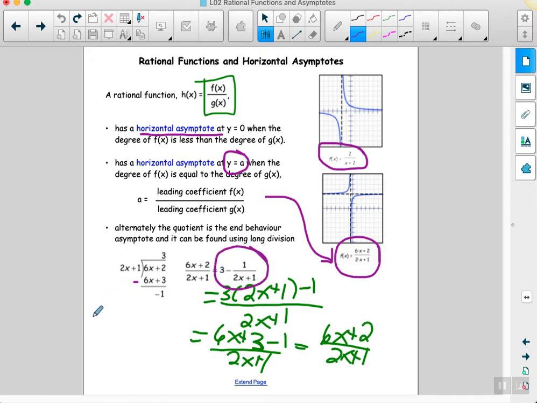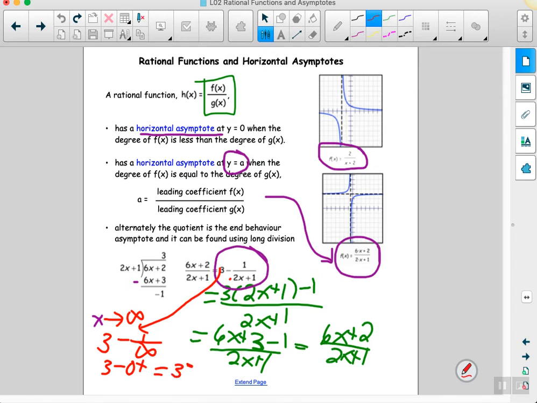Now, what is the advantage of writing it in this form? So we're going to think about sending x to infinity. Maybe I'm going to just write that off to the side. What's going to happen here? We're going to start heading toward 3 minus 1 over 2 times infinity plus 1, which is infinity. And that's going to be 3 minus a number close to 0 but positive. So this is going to be very close to 3 but below 3.